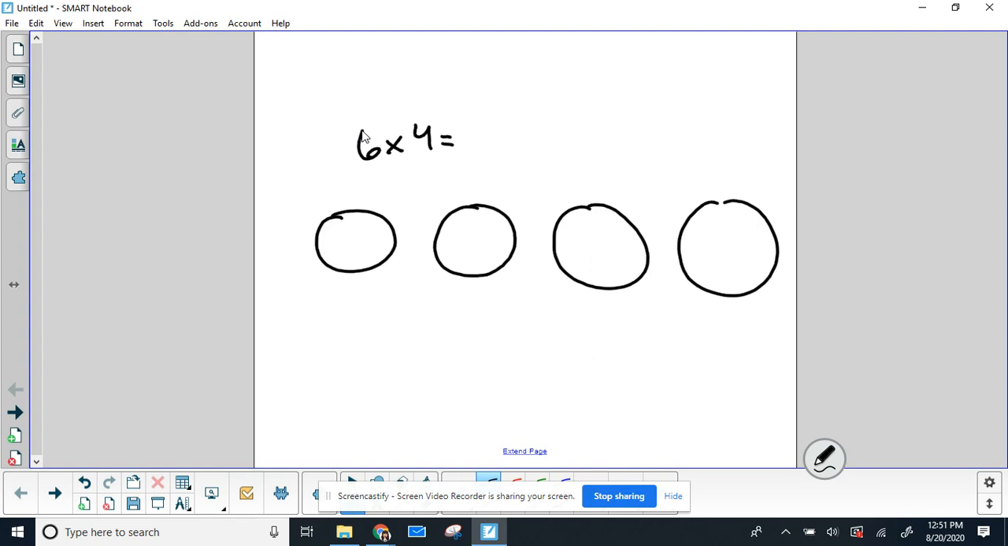So now I just need 6 in each. I'm going to make 1, 2, 3, 4, 5, 6. Then 1, 2, 3, 4, 5, 6 in the next, and again, and one more time. Okay, so then all that's left to do is count them all up.